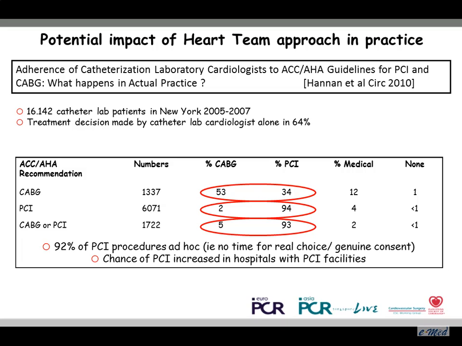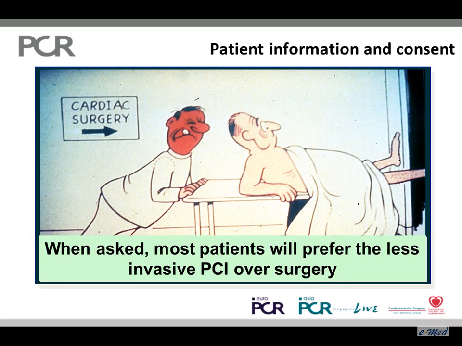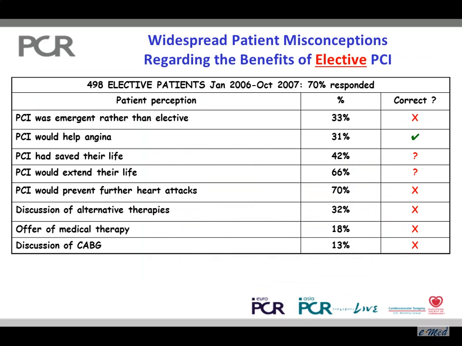We can go on like this, but the bottom line of this study is that 92% of PCI procedures were done ad hoc, and that the chances of getting PCI were actually increased in laboratories where there were PCI facilities. On top of that, we have to recognize that the patient, when asked, will obviously prefer the less invasive PCI over surgery. So the choice of the patient, or the patient preference, will be strongly influenced by what the physician is recommending to that patient, knowing that our goal should be to be less invasive in all cases. And in fact, patients seem to have misconceptions regarding the benefits of elective PCI, not the benefit of PCI in acute conditions, but elective PCI.